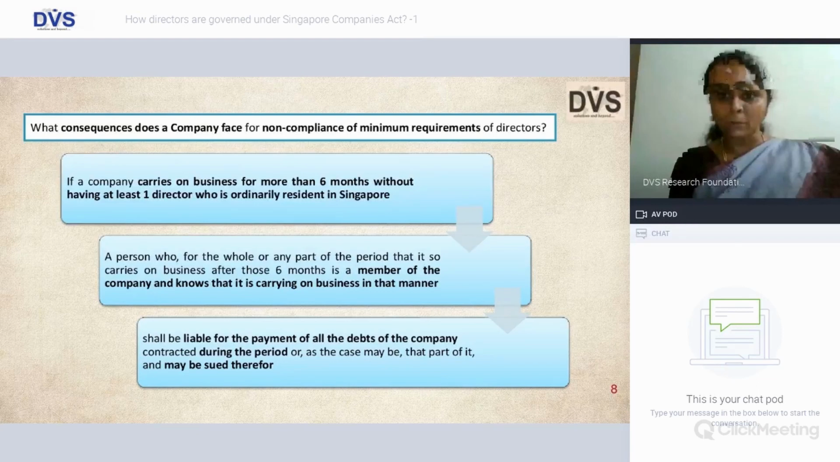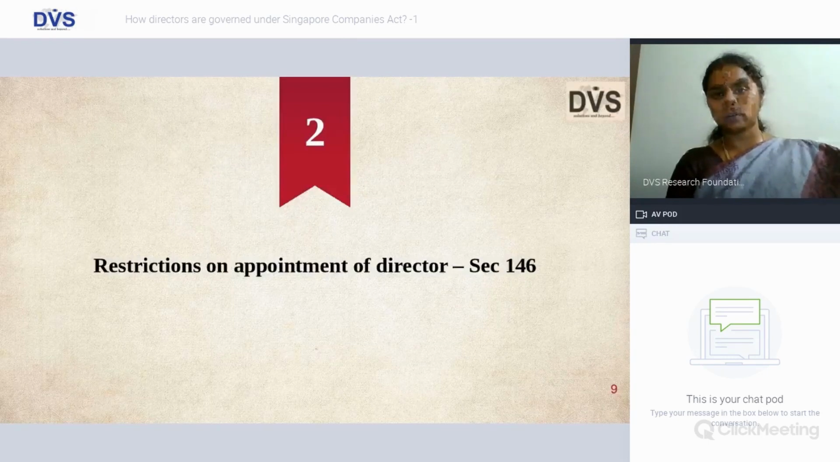The consequences the company faces for non-compliance with this minimum requirement are very serious. If a company is in business for more than 6 months without having one ordinarily resident director in Singapore, and carries on business after the expiry of this minimum cooling off period of 6 months, any member of the company who knows that it is carrying on business in this manner shall be liable for the payment of all debts of the company contracted during this period and may be sued therefor. So it is a serious consequence for non-compliance with section 145.